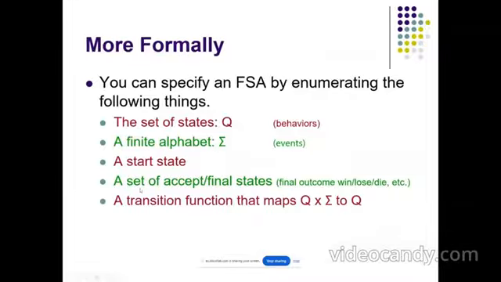In addition to that, a set of accepted final states, and sometimes we skip this, because in game development we normally keep moving from one state to another. If we reach the end state, that means the agent is dead, and at that moment it has to be destroyed.